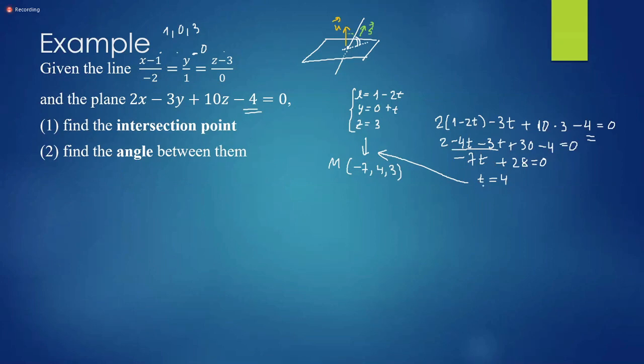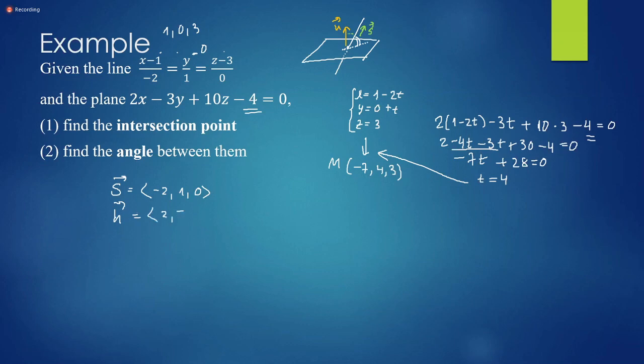Parametric equations in any situation are good exactly because of this. X, Y, Z coordinates depend on only one variable. They are not connected in perhaps a very direct manner in this kind of equations, but they still are using a single one and only one unknown number. Now the angle. So the vector S is, as we have already seen, minus 2, 1, 0. The vector N is, as we see, 2, minus 3, 10.